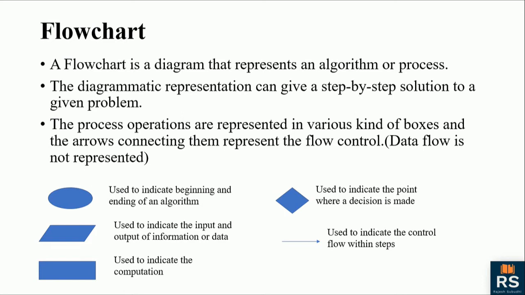So to draw the diagram, we have different things. We have an ellipse to indicate the start and ending of a solution or algorithm. We have a rhombus which indicates input and output information or data. We have rectangles to indicate the computations or processes. We have the diamond shape which indicates the decision made in the particular solution. And at last we have the arrow marks which tell us the flow of data or flow of control from one step to another step in an algorithm.